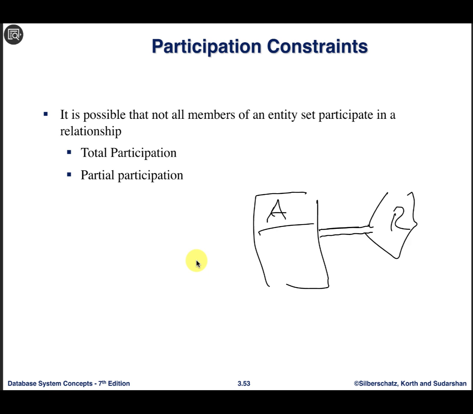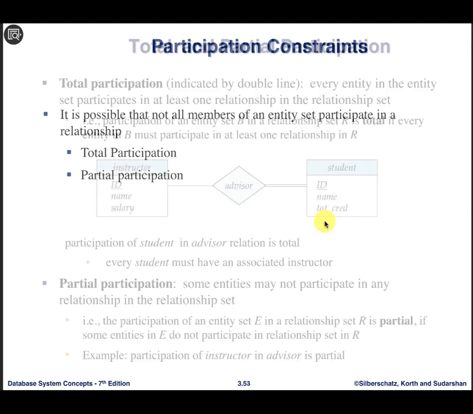So in this case, I'm going to use two double lines. That means total participation. All of them must participate; we don't have an entity in this entity set that is not participating in this relationship set. A single line means partial participation: not every entity in this entity set, but some members, may participate in this relationship. So that's what we did.